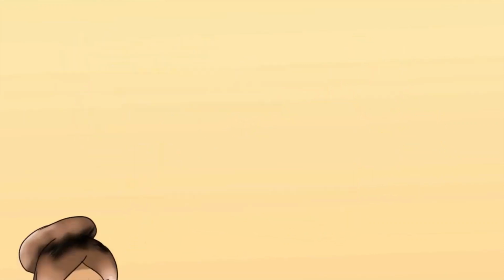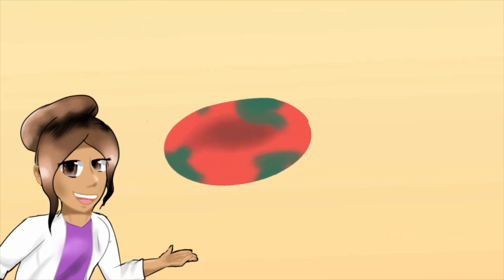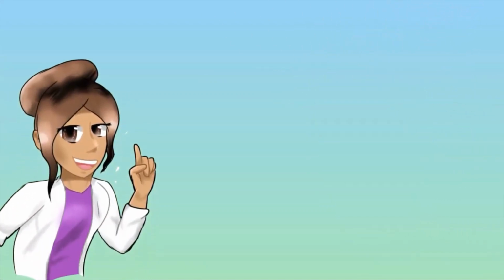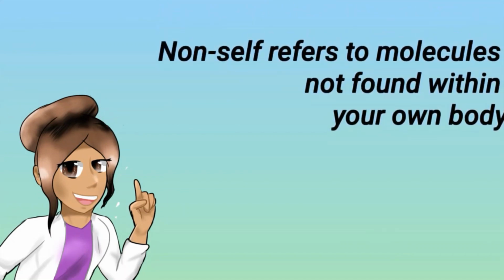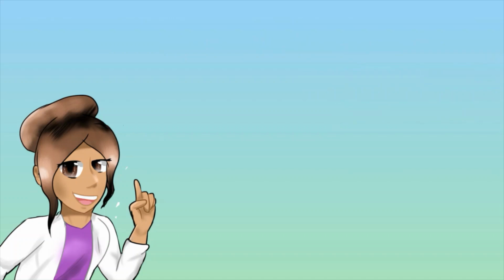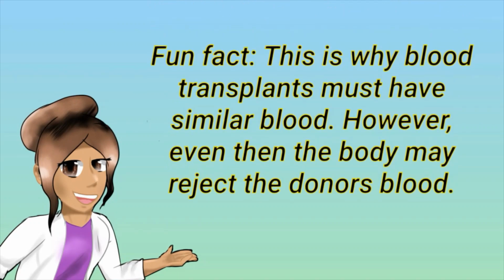But how does the body identify foreigners? For all we know, it could be infected blood cells. Well, these identifiers of self and non-self are called self-marker molecules. Self refers to particles that are part of or made by your body, and non-self refers to particles that are not made by your body or are potentially harmful. Not just bacteria and microbes, even molecules from another human being are considered harmful to your body.